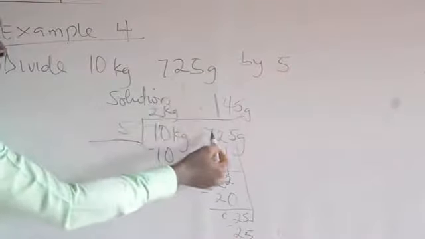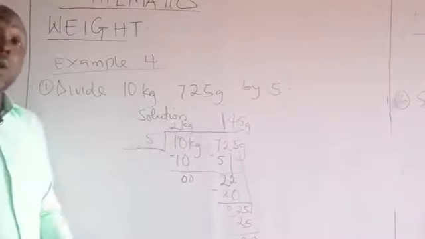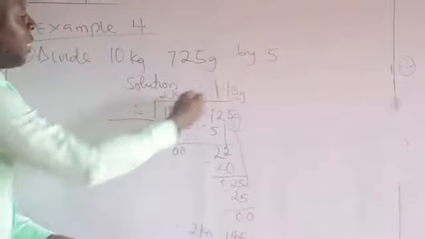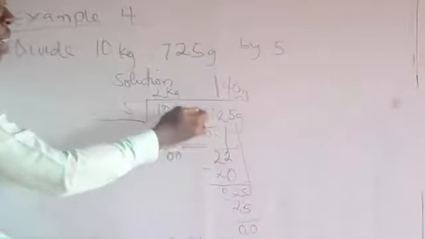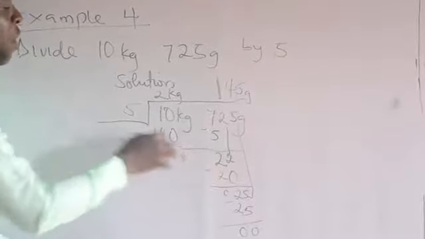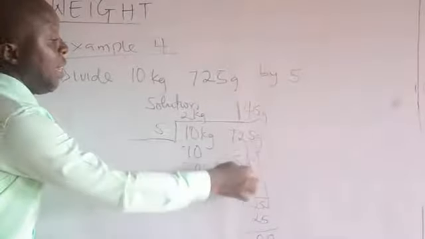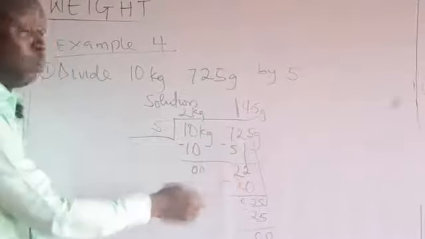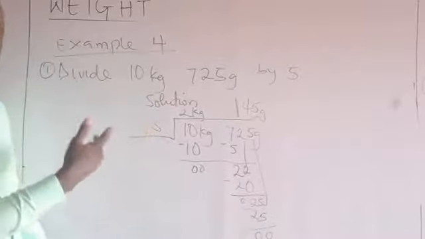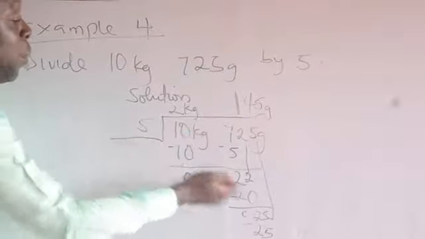Then we'll move to 7. 7 divided by 5 will end up getting 1, remainder of 2. You put down your 1. 1 times 5 will give us 5. And 7 minus 5 will give us 2. But these 2 cannot divide 5 because 5 is greater than 2. We'll bring down the next 2, making 22. 22 divided by 5 will give us 4, remainder 2. So we put down our 4. 4 times 5 will give us 20.